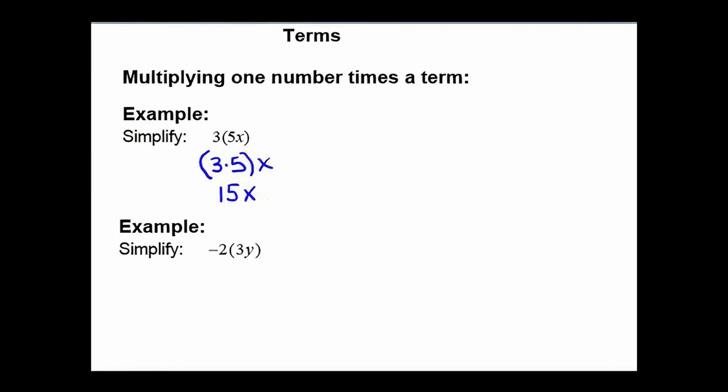Here's another example. Simplify negative 2 times 3y. It is all multiplication, so we could regroup and do negative 2 times 3 and then times the y. So we'll multiply. We only have one negative. That's odd, so negative. So get negative 6y. After you do a few of these, you realize that just the numbers are going to multiply and you're going to attach the variable. So you really don't have to go through the regrouping process.